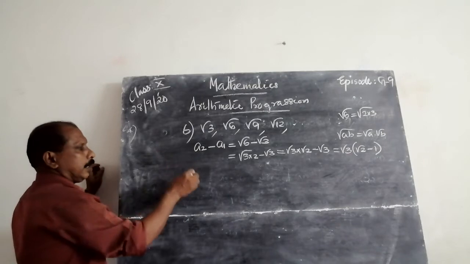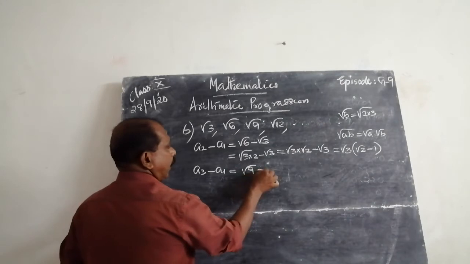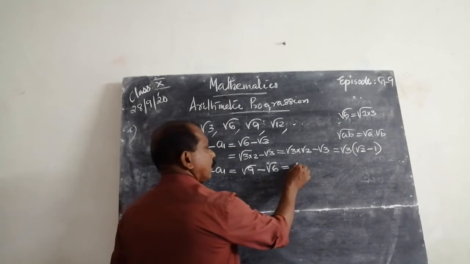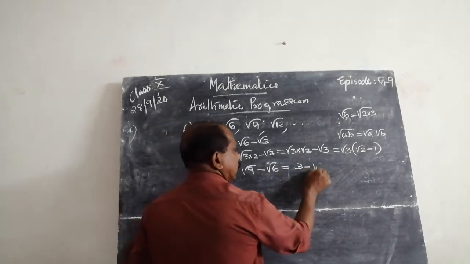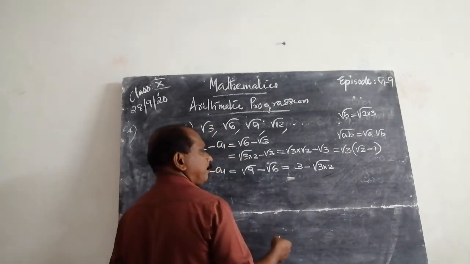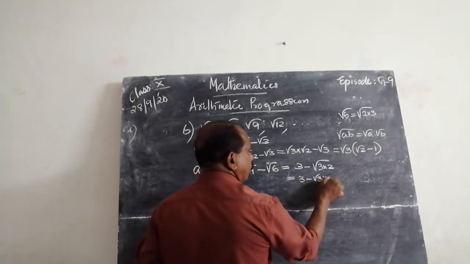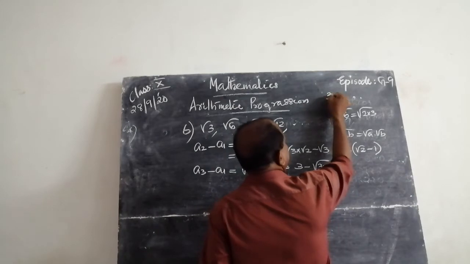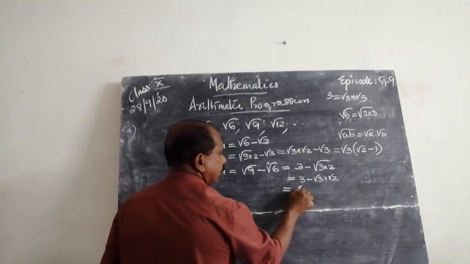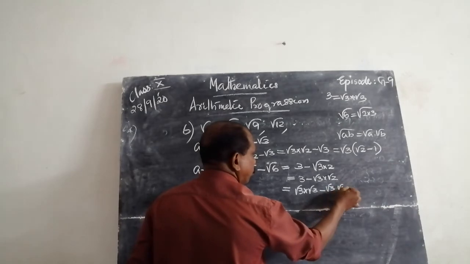Then A3 minus A1 is equal to root 9 minus root 6. Root 9 is 3, minus root 6 is root 3 into root 2. That is equal to 3 minus root 3 into root 2. But we know that 3 is equal to root 3 into root 3. Therefore, it is written as root 3 into root 3 minus root 3 into root 2.